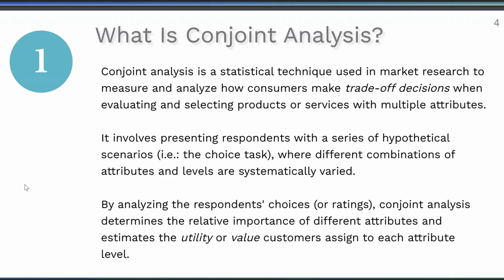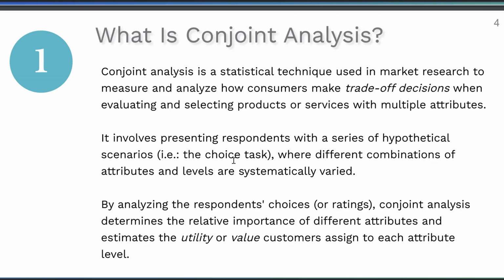They look like they're randomly varied, but there's actually some method to the madness behind how these attributes are varied. And then conjoint analysis analyzes respondents' choices. And it can also be ratings, by the way, so it doesn't necessarily have to be choices, but mainly today we'll be talking about choices, and these are discrete choices. Conjoint analysis then determines the relative importance of these different attributes and estimates what's called the utility, or the value customers assign to each of these attributes.